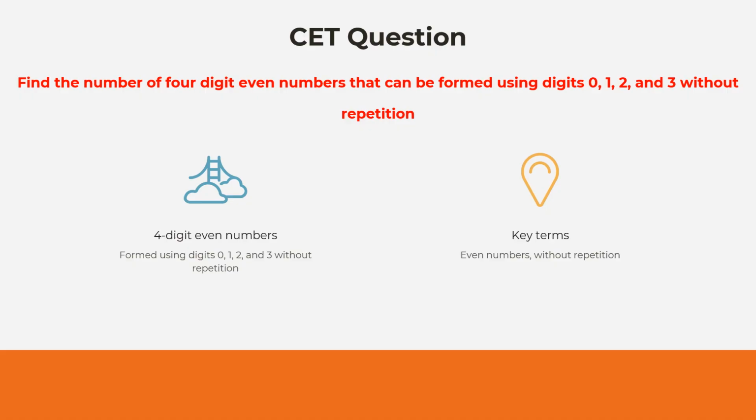So the question which appeared in CET 2025 was: find the number of 4-digit even numbers that can be formed using digits 0, 1, 2 and 3 without repetition. When we observe the question, the key takeaway points are that we need to find a 4-digit even number, we need to use the digits 0, 1, 2 and 3 only, and another key point is that in the 4-digit number, these 4 digits should not be repeated.